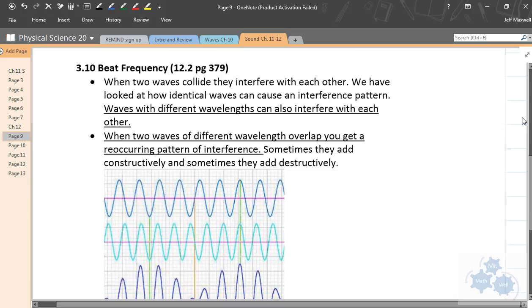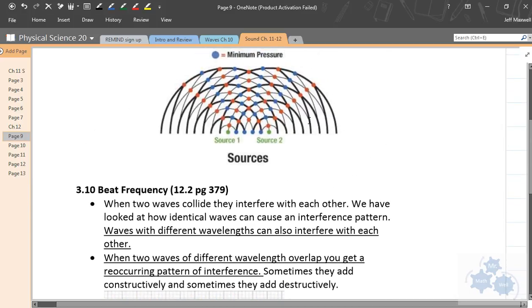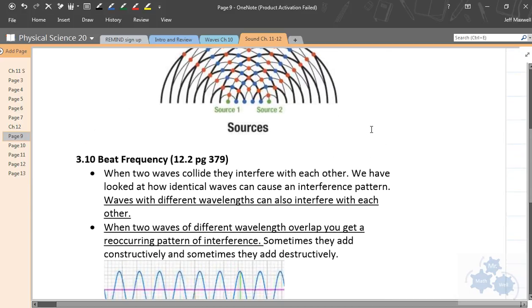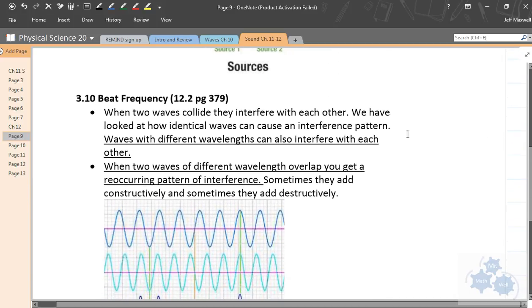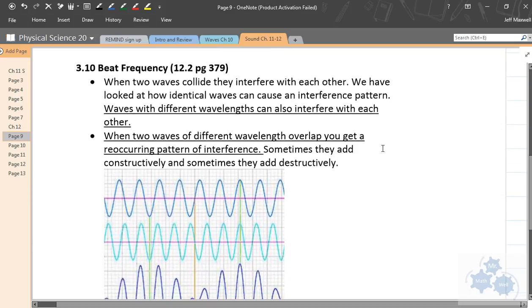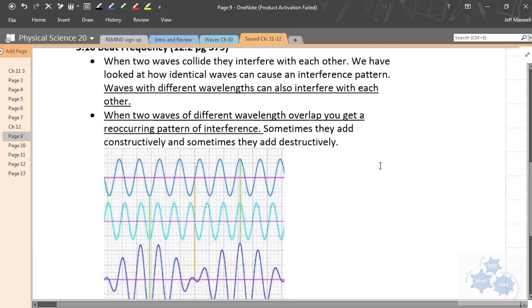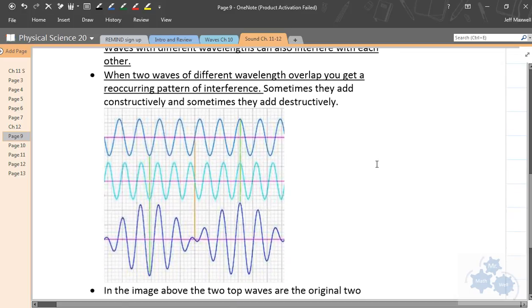All right, when two waves collide, they interfere with each other. We've looked at how identical waves can cause an interference pattern like this when they collide with each other. When two waves of different wavelengths overlap, you get a reoccurring pattern of interference. Sometimes they add constructively, and sometimes they add destructively. And so here's a diagram we'll just take a minute to look at.